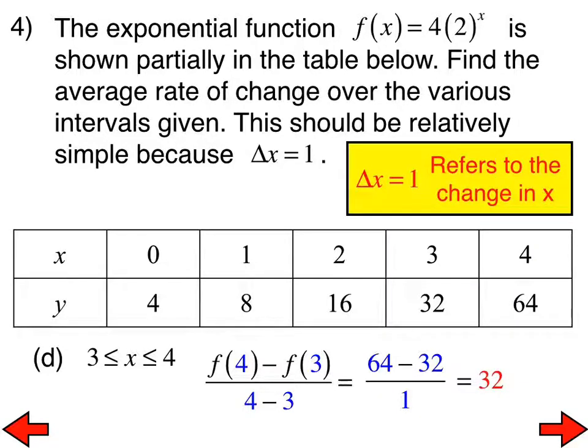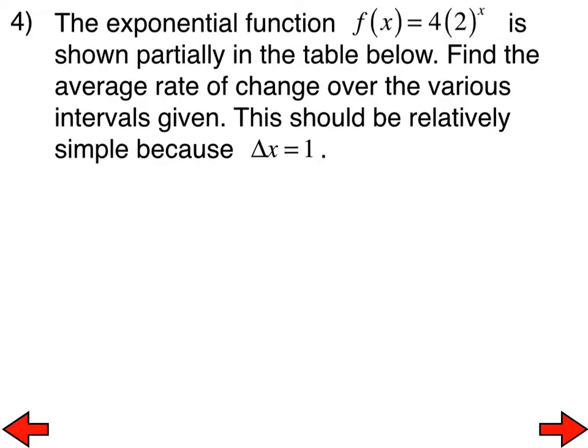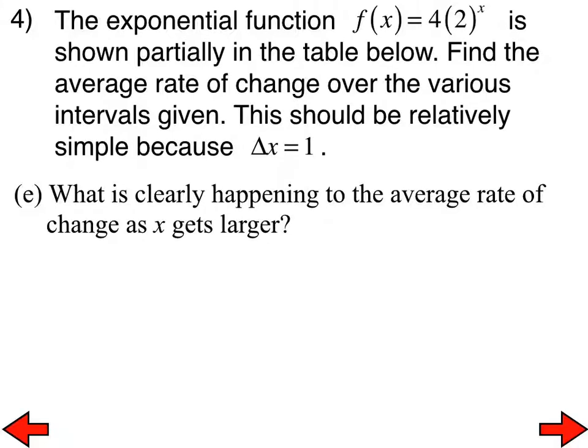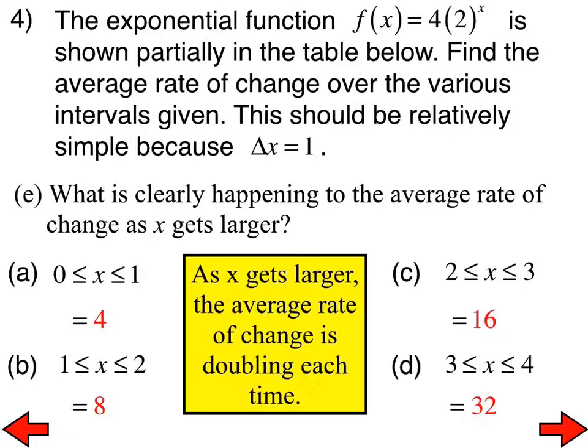So, we can see that our average rates of change, as the range of values increases from 0 to 1, from 1 to 2, 2 to 3, 3 to 4, the average rate of change is increasing. In fact, it's not only increasing, it happens to be doubling each time. That's what makes this an exponential function. Okay? So you had a question there, what is clearly happening to the average rate of change as x gets larger? As x gets larger, the average rate of change is doubling each time.